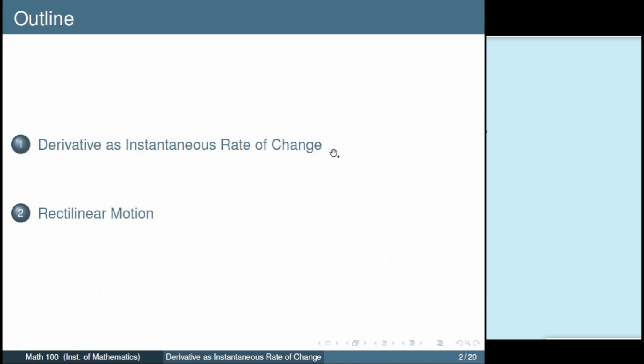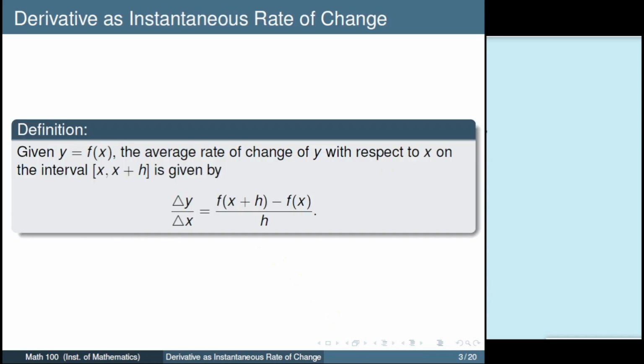first, we will define derivative as instantaneous rate of change, and second, we will discuss its application on rectilinear motion. So let us start by defining the average rate of change.